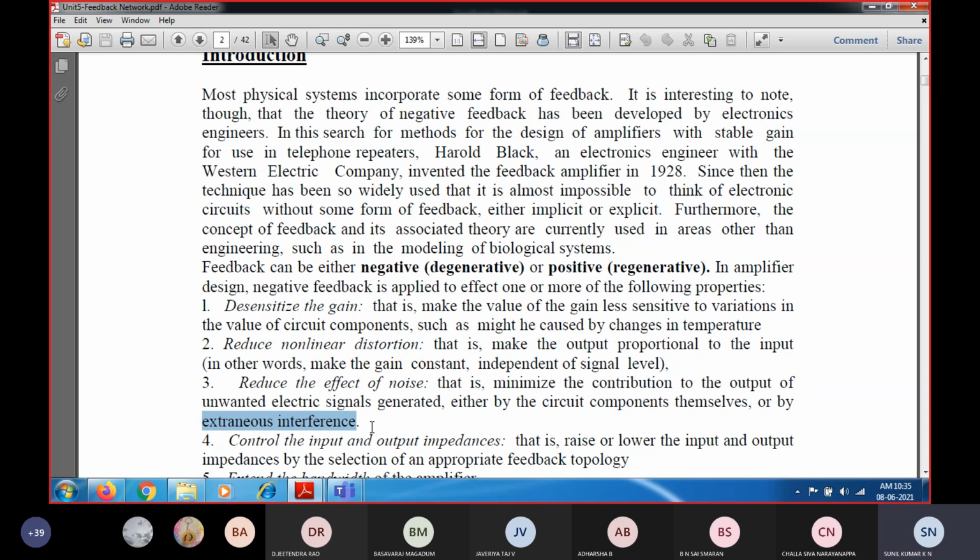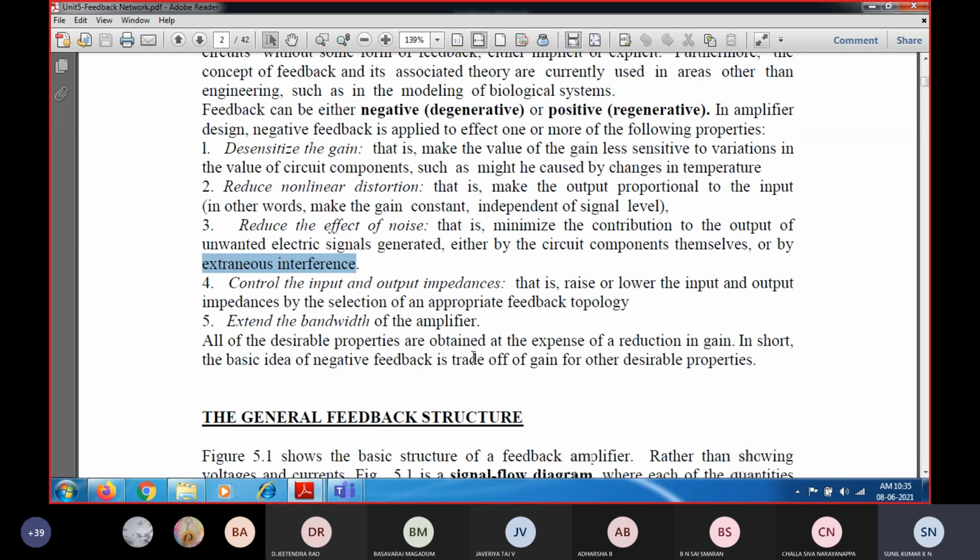So when you turn on the power, you will be experiencing some electrical glitches. At the same time, the circuit components are also going to provide some noise in the form of electrical noise. So when you employ negative feedback, it is going to be reduced by reducing the effect of the noise. And it is going to control the input and output impedance. This is a very important parameter.